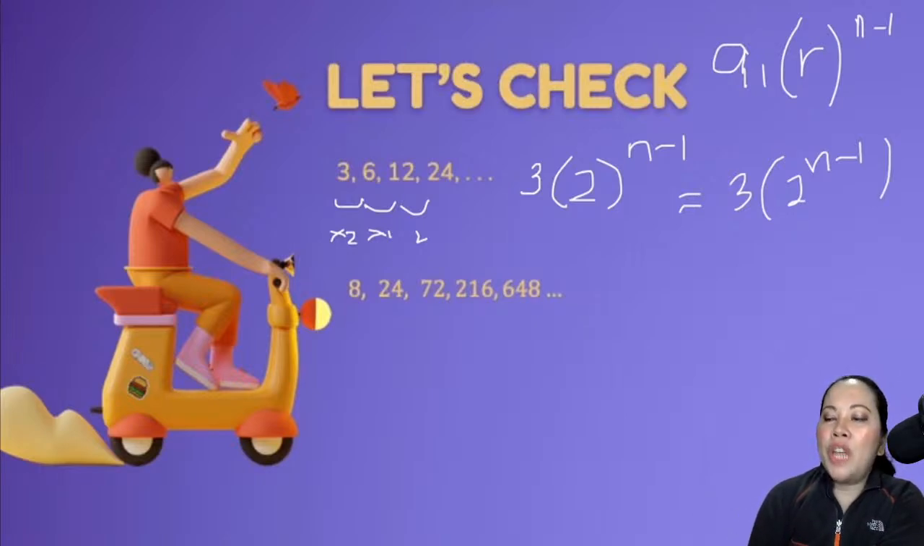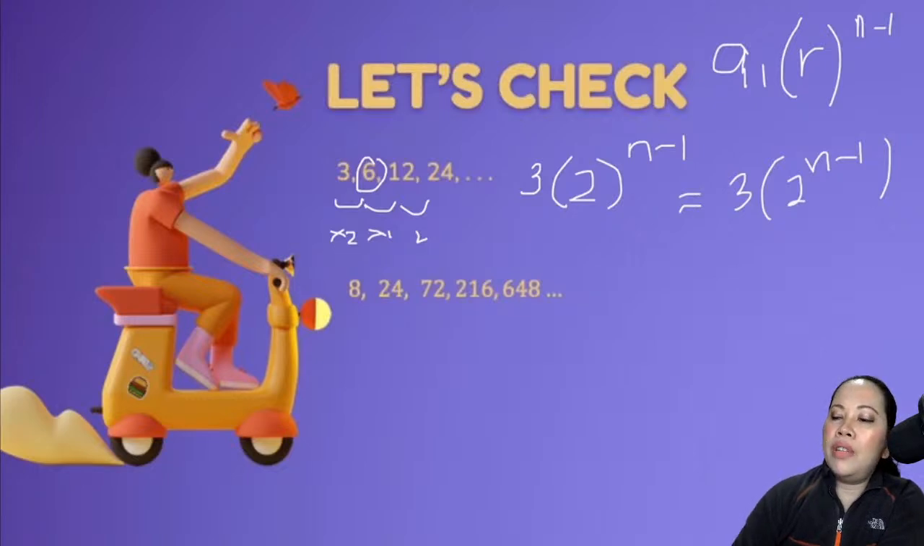If you check n, let's say n is 2, that means it's the second term. So 2 minus 1 is 1, 2 to the power of 1 is 2, 2 times 3 is 6, which gives us the second term. So that is your geometric sequence.